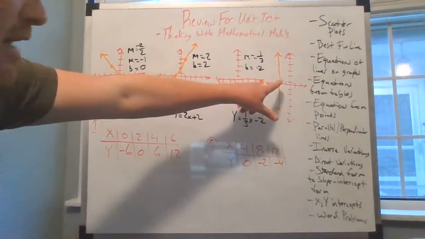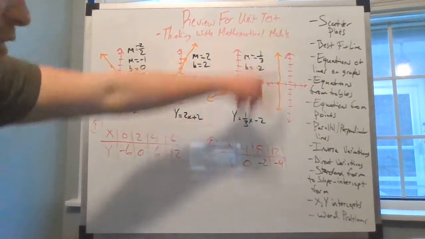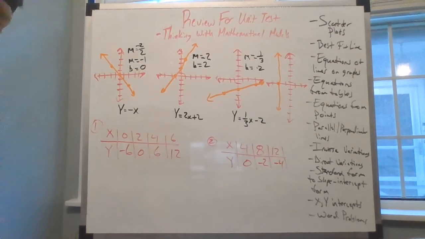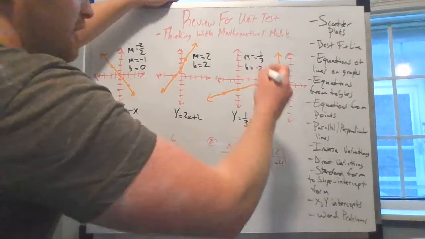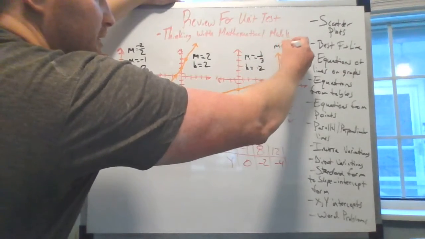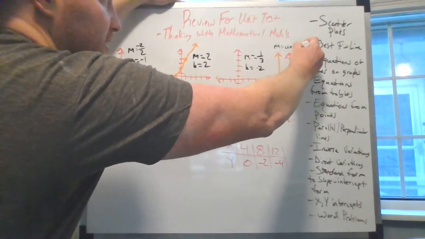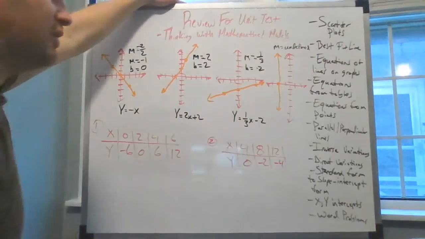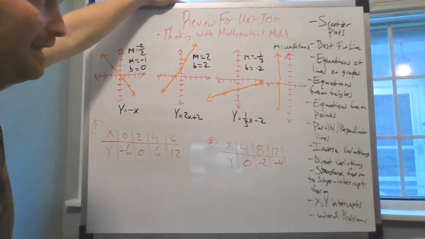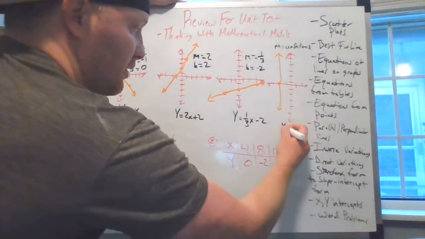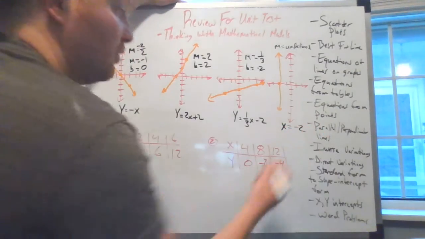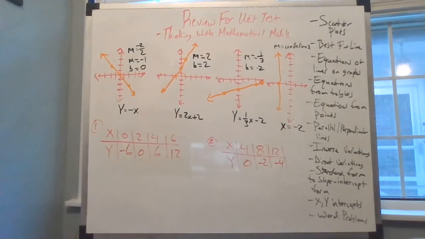Last but not least, we got this guy right here. This is a vertical line, and it does not touch or cross the y-axis. So this slope is considered undefined. Okay, this is undefined because it's completely vertical. And it has no y-intercept, so this is just an equation of x equals negative 2. And that is all you got to do for something like that.